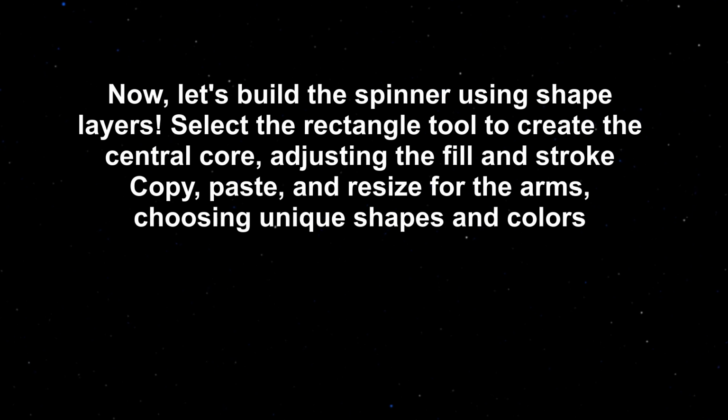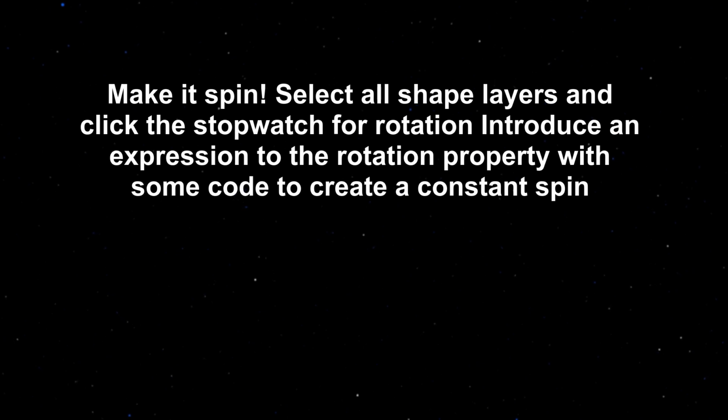Now, let's build the spinner using shape layers. Select the rectangle tool to create the central core, adjusting the fill and stroke. Copy, paste, and resize for the arms, choosing unique shapes and colors. Make it spin. Select all shape layers and click the stopwatch for rotation.